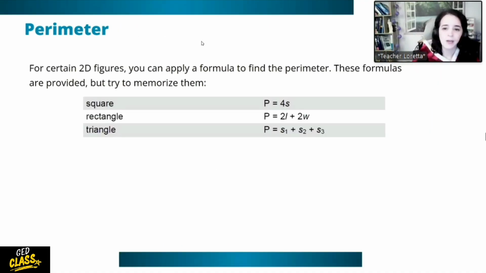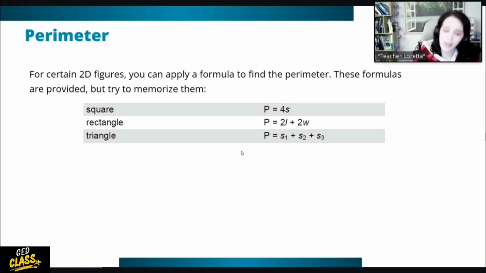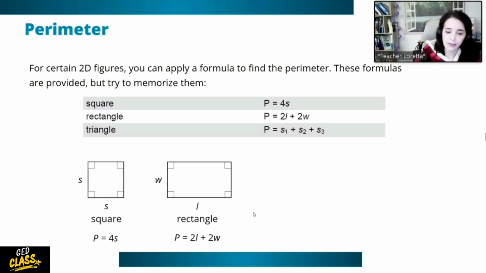For certain two-dimensional figures, you can apply a formula to find the perimeter. They give you the formulas, but it can still be helpful to memorize them to save you some time. To find the perimeter of a square, it's one side times 4, because all 4 sides are the same. A rectangle is 2 times one side plus 2 times the other. And to find the perimeter of a triangle, you add up the 3 sides.